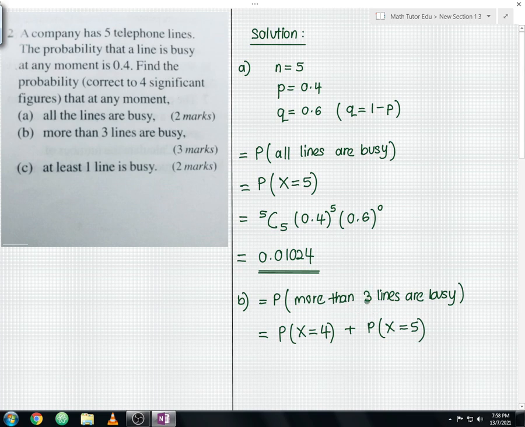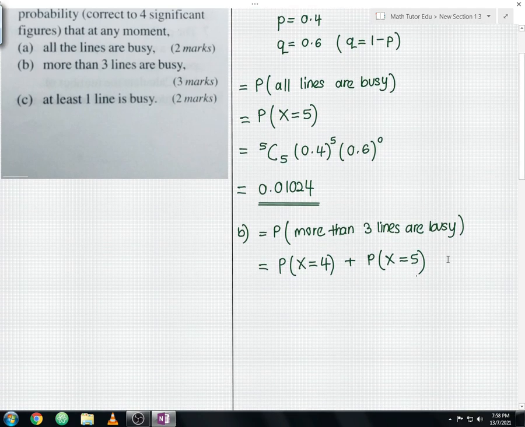You must read the question carefully. It mentions here more than 3 lines. So more than 3 means you must start at least with the number 4, and you include the number 4 and number 5 only. You cannot include the number 3. I hope my explanation is clear. Once you identify this, the rest you just apply the formula.